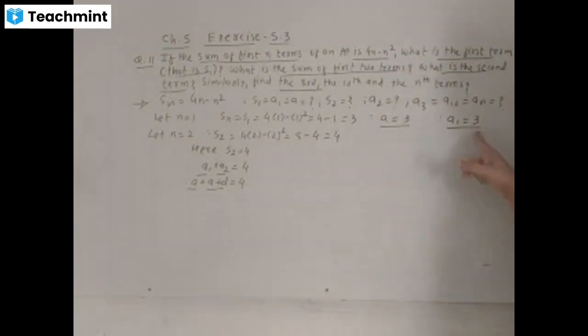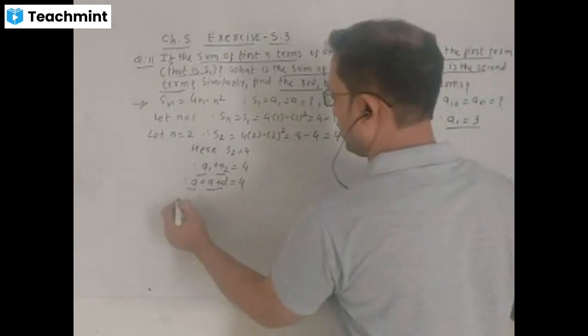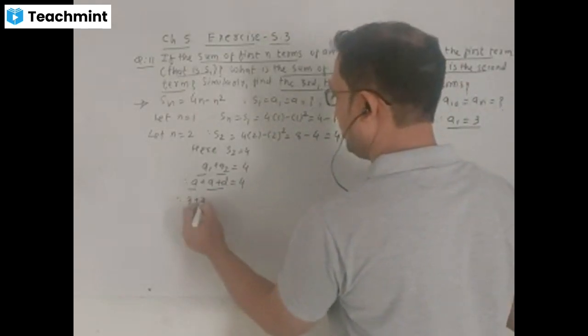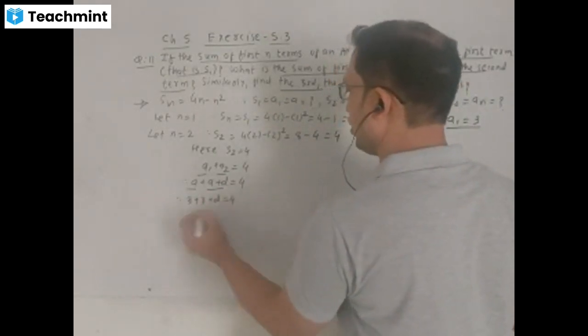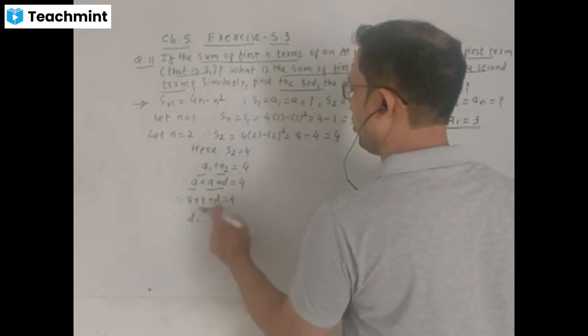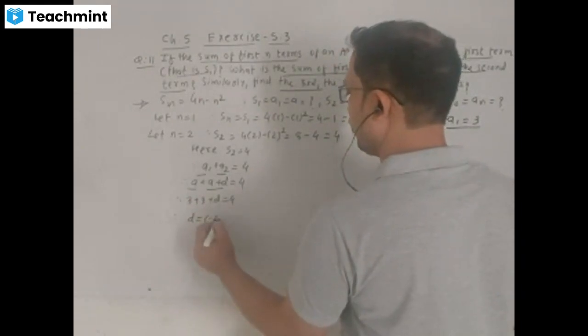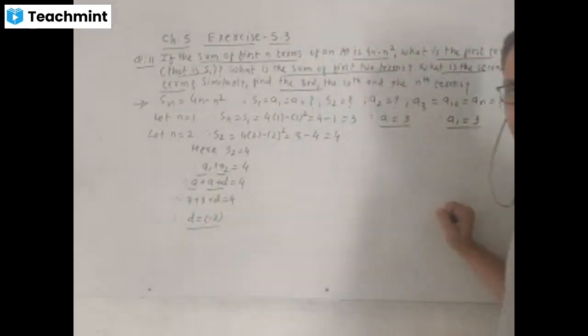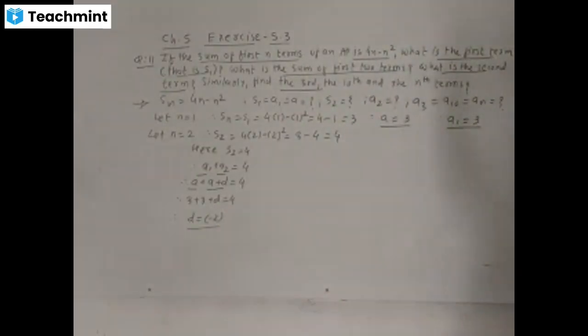What is the value of A? A value is equal to 3. Put value A is equal to 3. 3 plus D is equal to 4. Therefore, D is equal to 4 minus 6. Therefore, D is equal to negative 2.